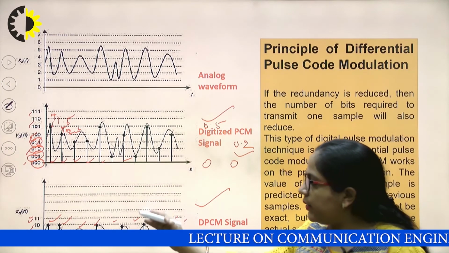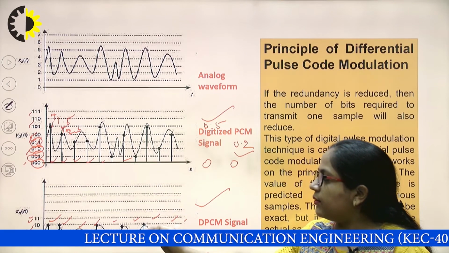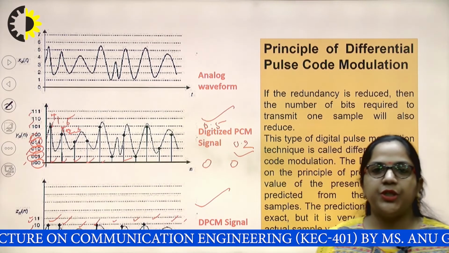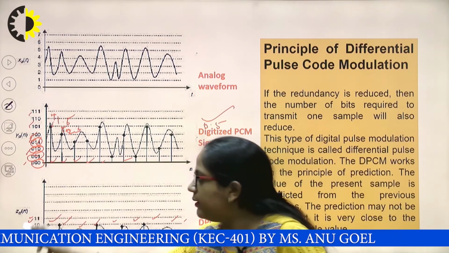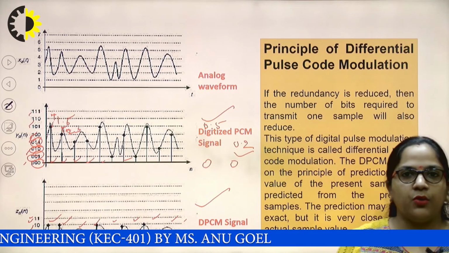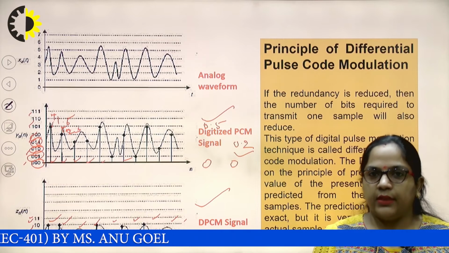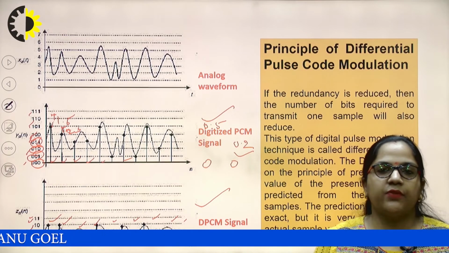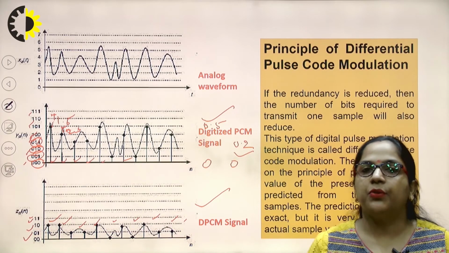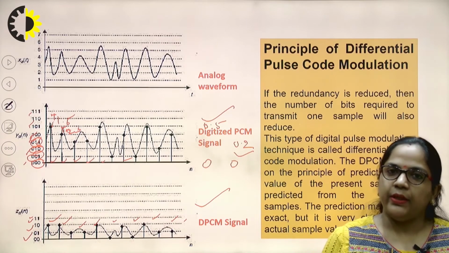So what output are we getting from this differential pulse code modulation? We are getting a reduction in the number of bits required to transmit the information. If the number of bits is lesser, then obviously the bandwidth requirement for transmitting the signal will also be lesser.